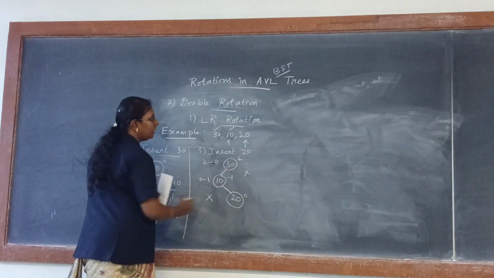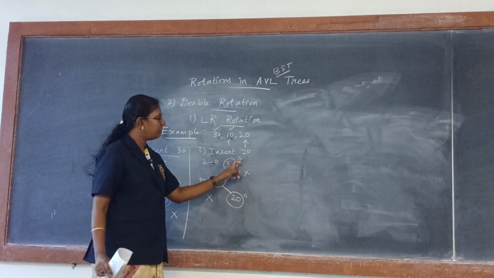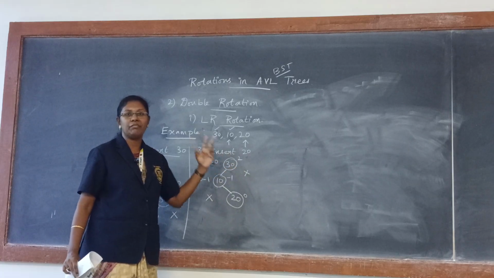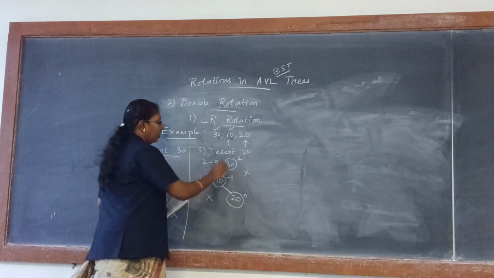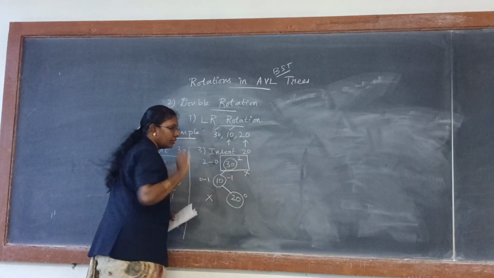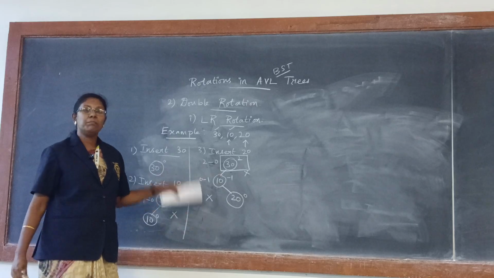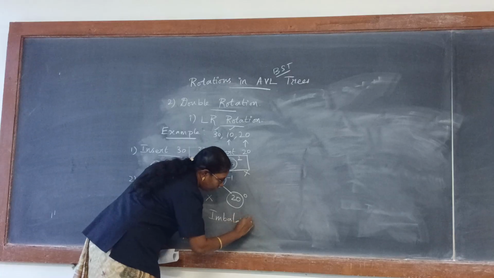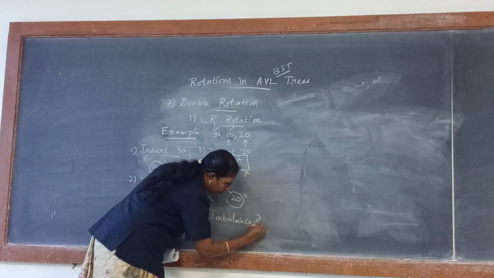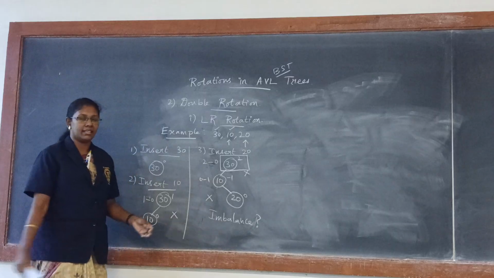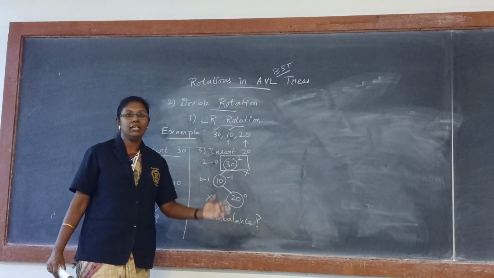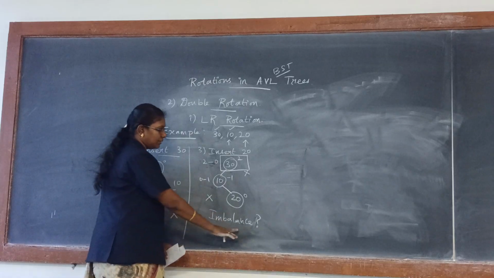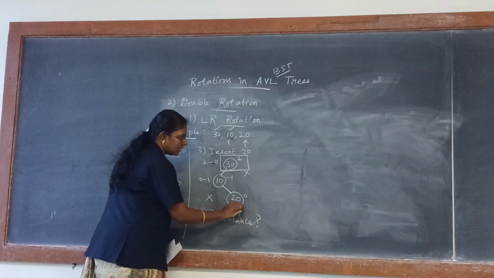Now comparing these balance factors, this 2 is apart from the values 0, minus 1 and plus 1. So we have encountered an imbalance. What type of imbalance have we encountered here? We need to find the imbalance, and only then can we perform the rotation for it. So this imbalance occurred while inserting this 20 node.